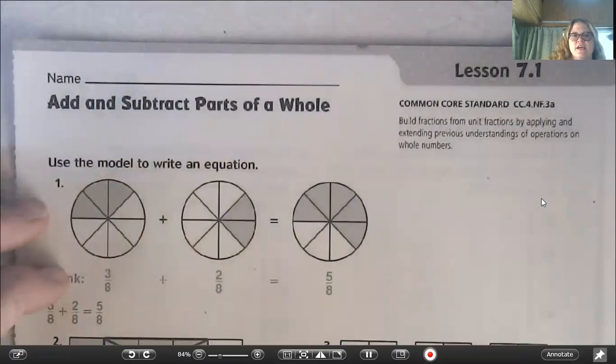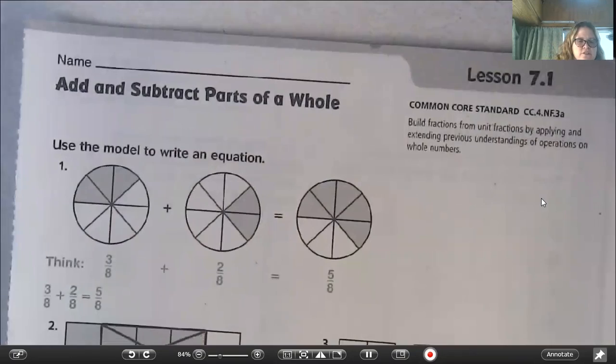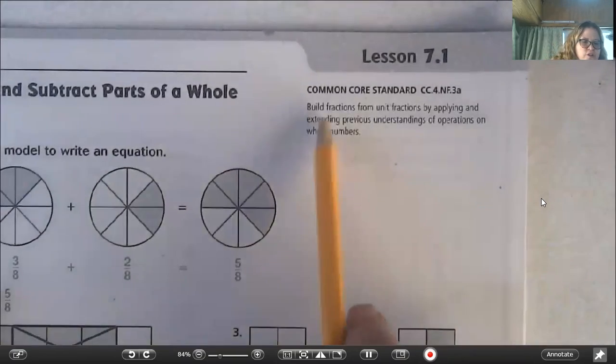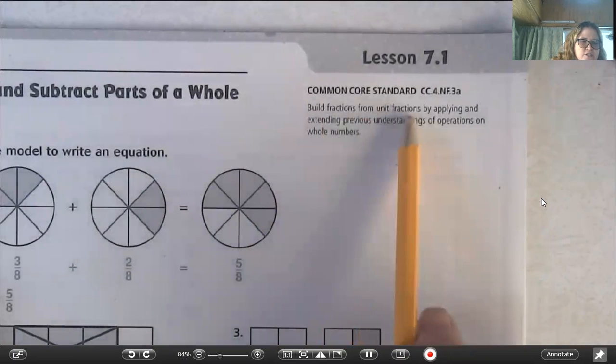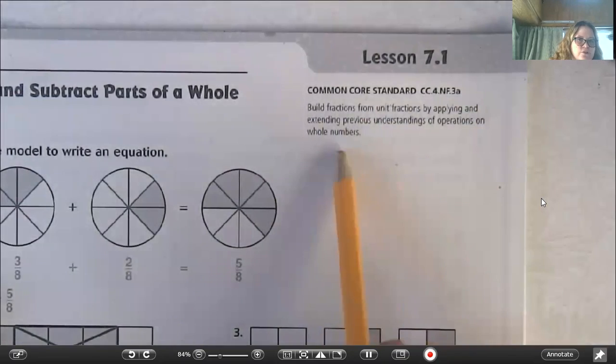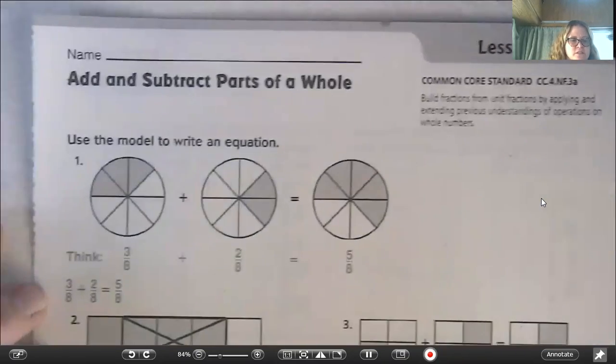Boys and girls, today I am going to talk to you about adding and subtracting fractions with a like denominator. This is lesson 7.1, and we are looking at building fractions from unit fractions by applying and extending previous understandings of operations on a whole number. This is page 133 in the practice book.